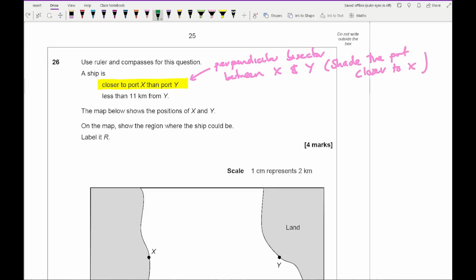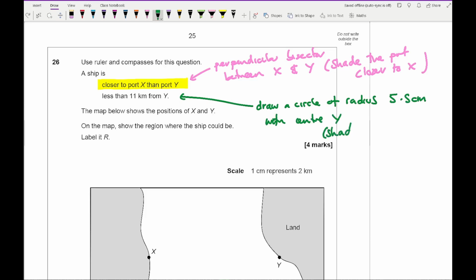For the second part, you then want to draw a circle of radius 11 kilometers, and as 1 centimeter represents 2, that's 5.5 centimeters, with center Y, and you want to shade the inside of the circle.